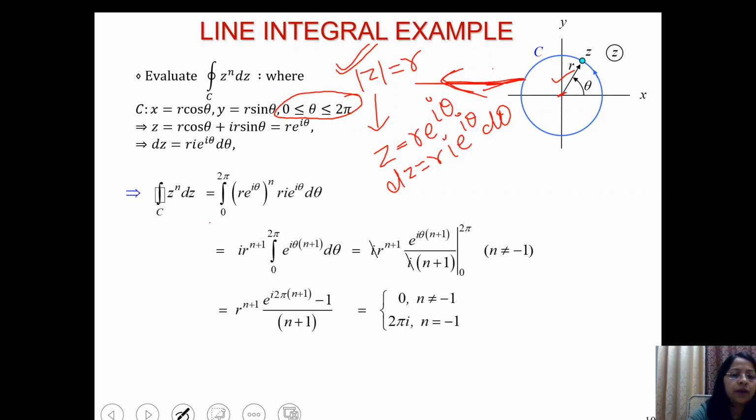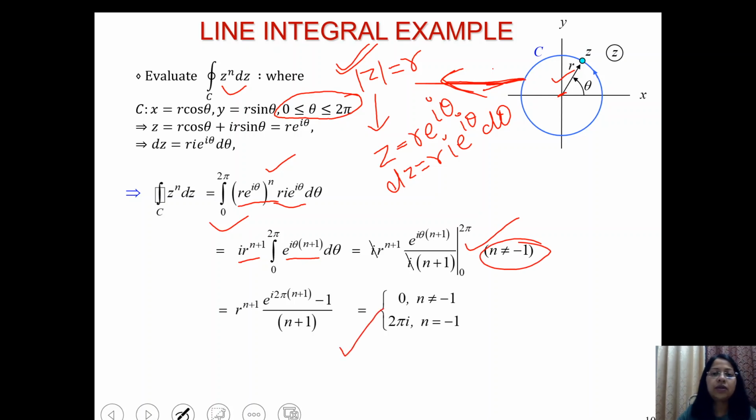Here we have substituted z as r e raised to the power iota theta, and this dz is substituted here, and theta is taken from 0 to 2 pi. Further, we have collected the total power of r, and e raised to the power iota theta into n plus 1. Then it will be integrated, of course, for n not equal to minus 1, and we get this result. In this way we can solve the single integral of a complex variable function with respect to theta.